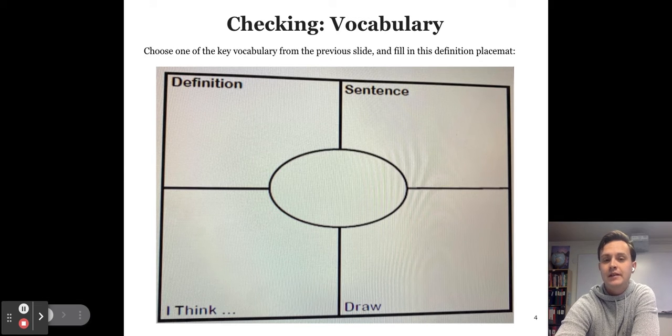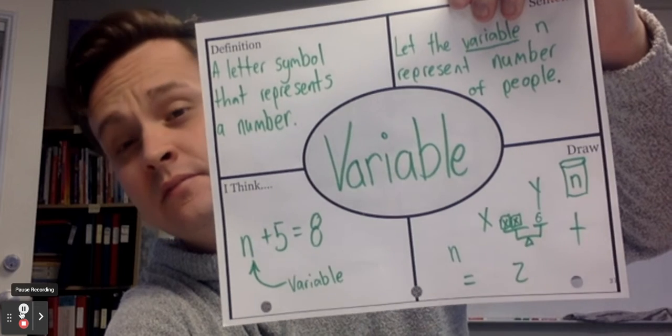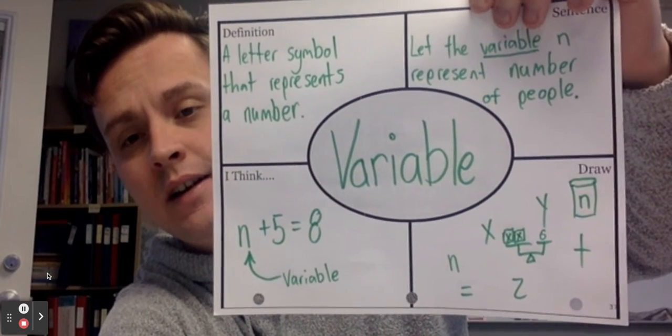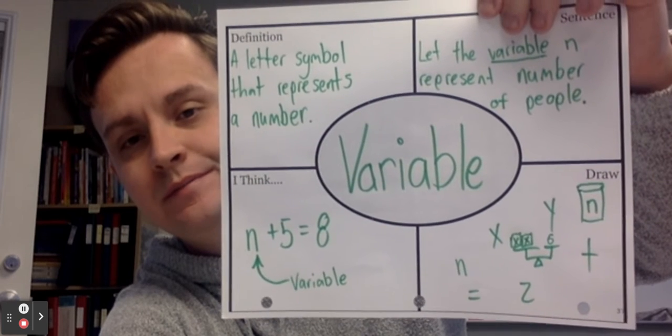Please choose one of the key vocabulary words from the previous slide and fill in this definition placemat. You can see there's a definition, that's where you write in the definition. The middle part is where you put the word, then the definition, then using that word in a sentence, then what you think about, and draw some sort of image. Okay, this is what this could look like. This is a vocabulary placemat for the word variable.